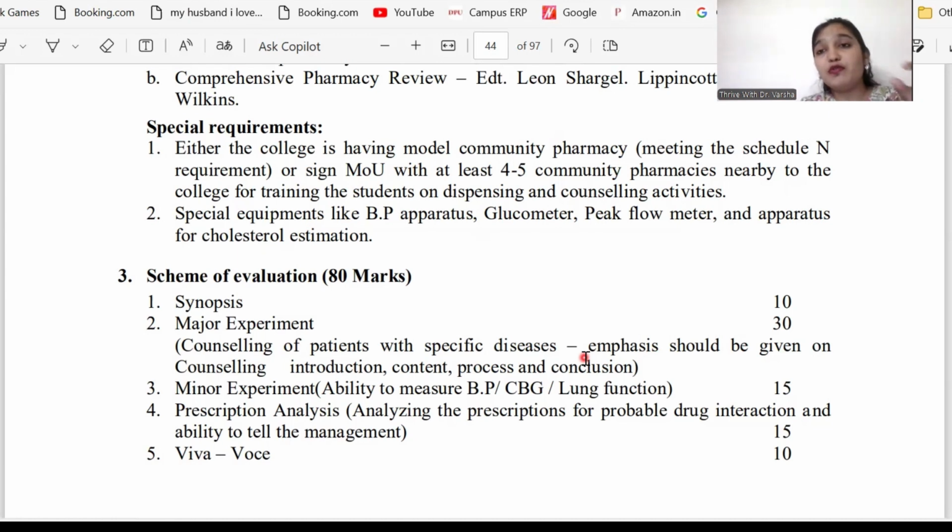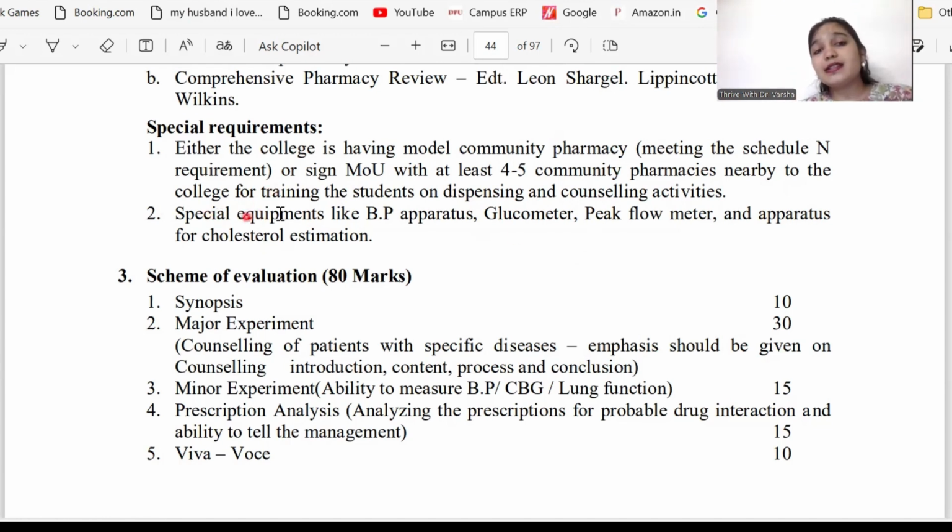Then you will have to mention what work you have performed in that day. So the official layout will be like that, and you will have to perform the activities over there. That is, you will have to learn how they stock up the products, how they take the orders, how they dispense, how they counsel patients. You will have to observe all this and learn all this.